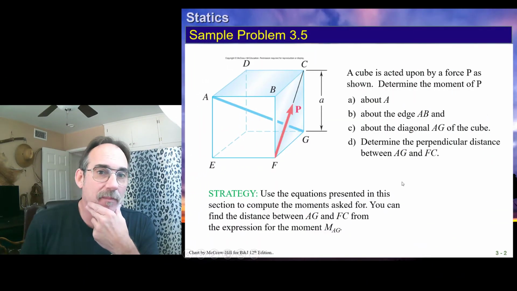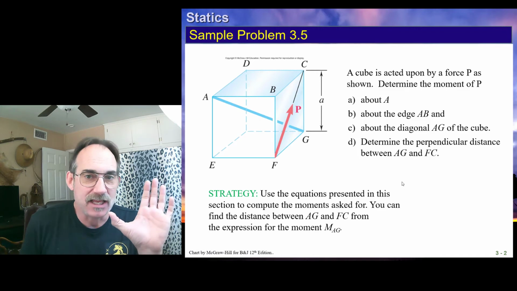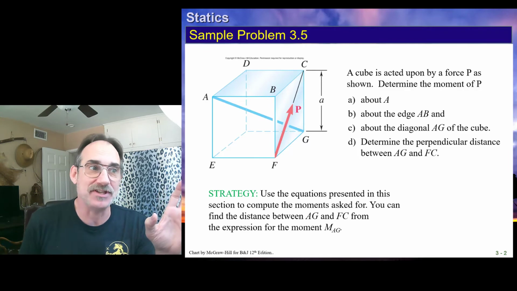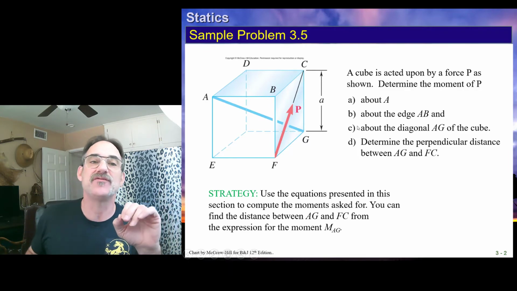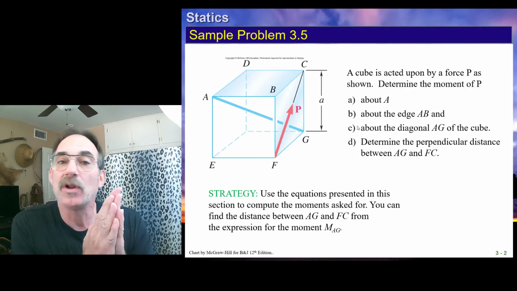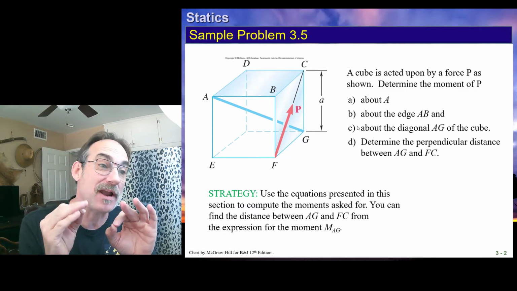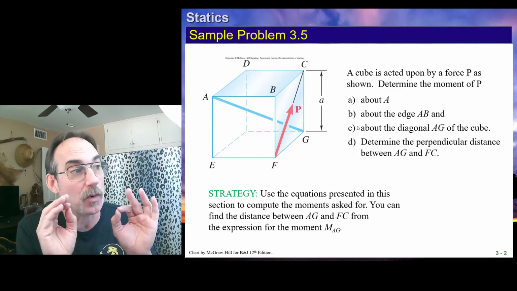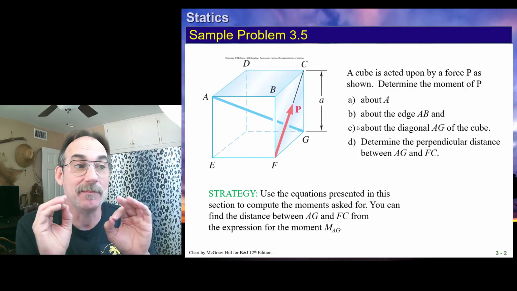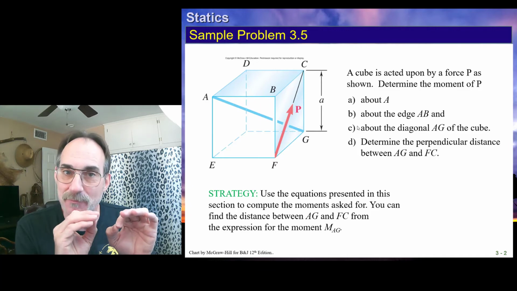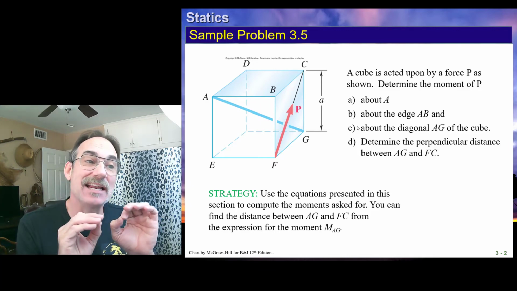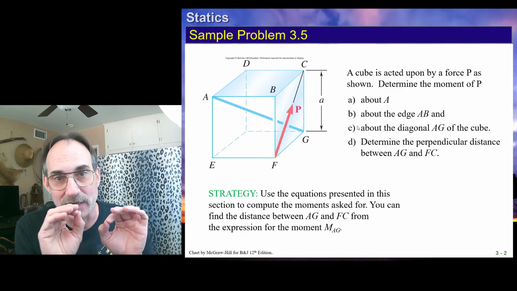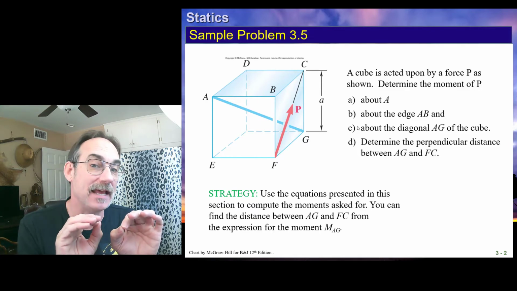So we are working on this problem, and this problem has a cube just as a three-space visualization thing to work our methods on, and we have this force P applied. We're looking for four different things, going from pretty straightforward to a little more tricky: what is the moment of this force about point A, what is the moment of this force about the edge AB, what is the moment about the diagonal AG, and then the trickiest one, how do we find the perpendicular distance between AG and FC?